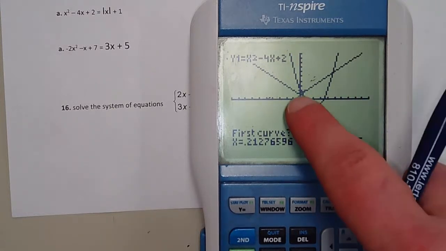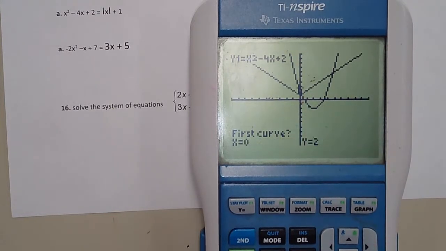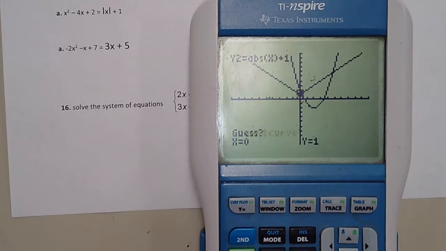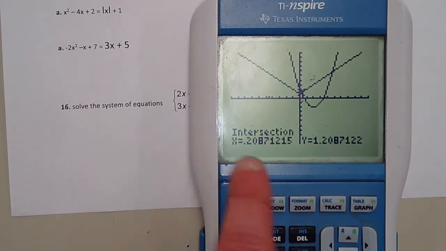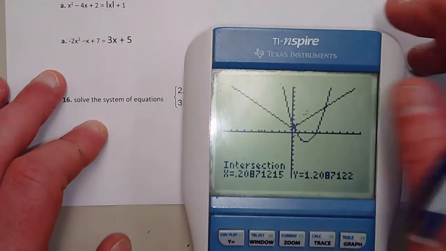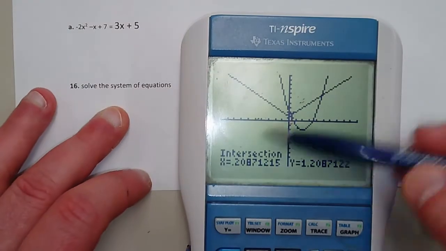If I want to find this intersection, which is where my cursor pretty much is already, I just got to move it there and press enter 3 times. Then it'll give me my value. It says nearest tenth, so this would just be 0.2.